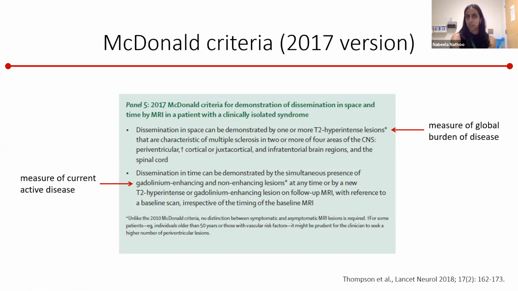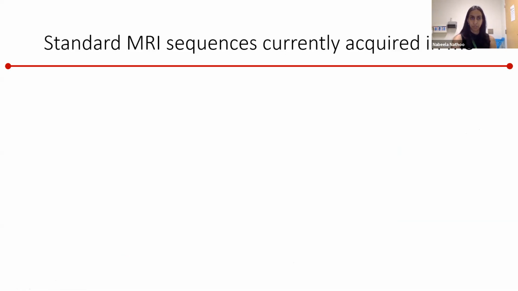I'm going to pause here. Does anybody have questions? Because this part can get quite confusing when you read the criteria, and once you start seeing patients, it gets a lot easier. But any questions at this point? I realize I can't see a chat box, so if there is one, I don't know about it. Okay, I'm going to keep going.